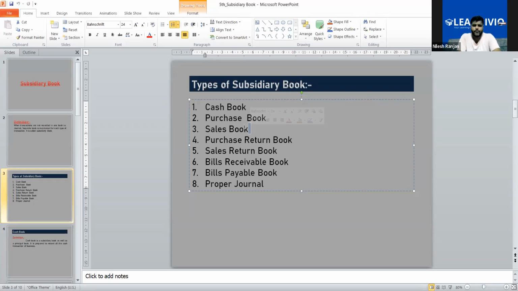So purchase book means you only record credit transactions. Credit purchase, not credit transaction, only credit purchase. Can you give an example? Like if in the question credit sales is given, then you will record it in sales book, not purchase book. Okay.